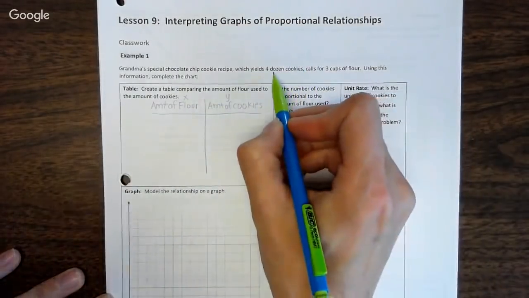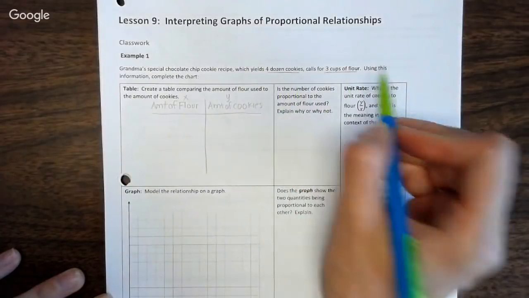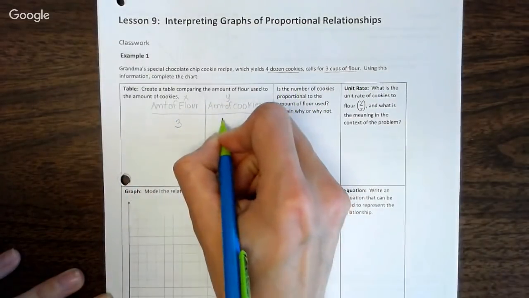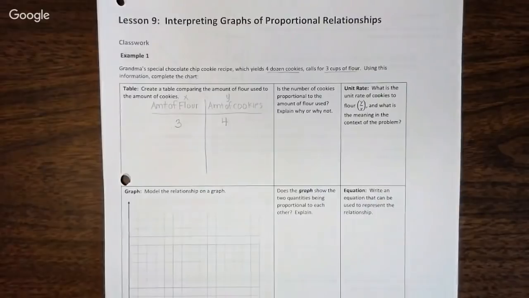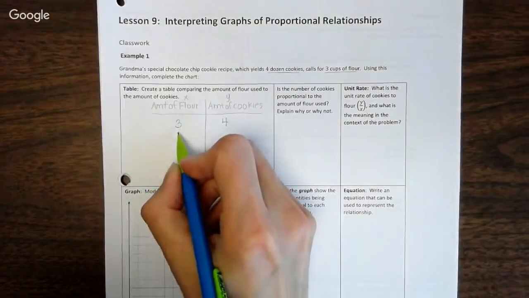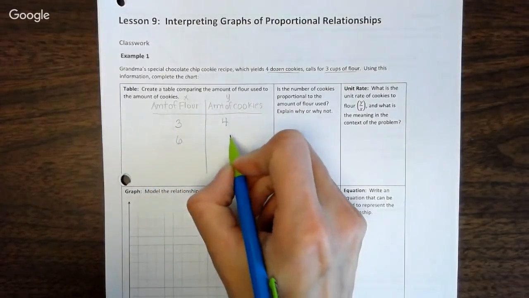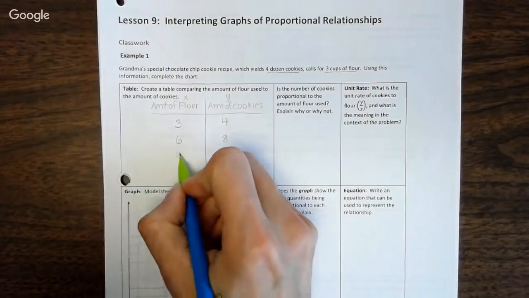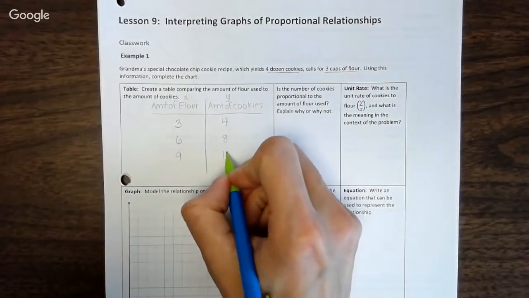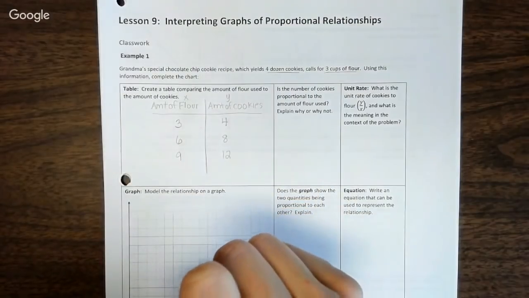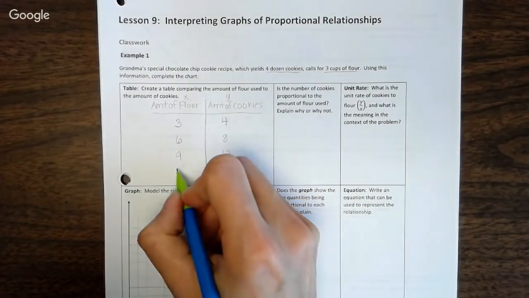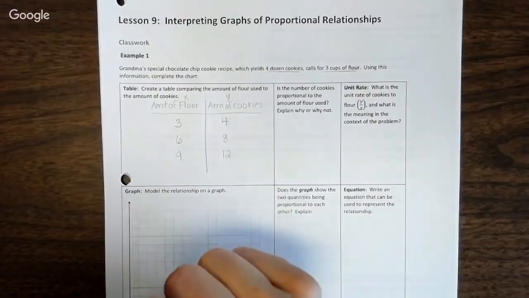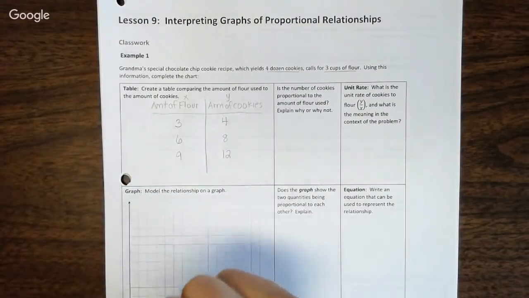All right, so up above it says that 4 dozen cookies, 3 cups of flour. So let's fill in our first values. 3 cups of flour yields 4 dozen cookies. Now we can enter a second ratio. If we double that, we would get 6 cups of flour and 8 dozen cookies. Keep going, you get 9 and 12. All right, now that we have our chart, let's go to the next box.